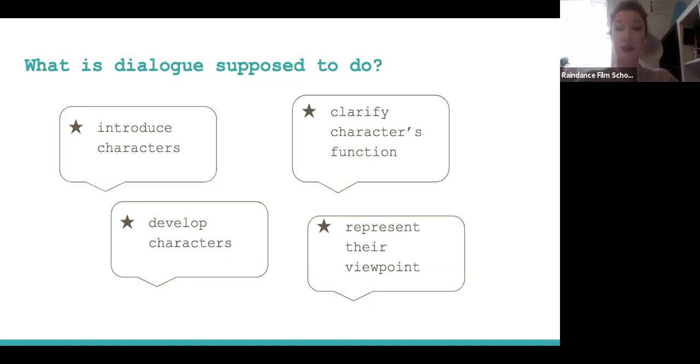It also clarifies the character's function. So why is it in this story at all? What is the purpose of the character in the story? How does it help the whole story? What relationships are there in this story? Then the dialogue is also helpful to develop the characters more throughout the story. Maybe they learn something about themselves, they learn something about a situation. Maybe someone learns that they were cheated on and they realize that they have been in a relationship for too long. And through this dialogue, they can move in a new direction.